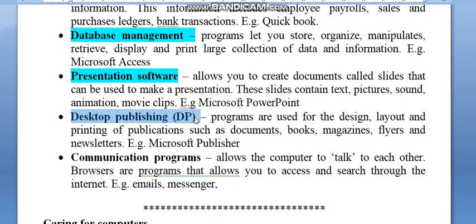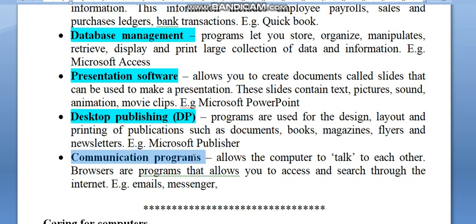Then we're going to look at desktop publishing. Now, desktop publishing programs are used for the design, layout, and printing of publications. Publications are documents such as books and magazines, flyers, newsletters. An example is Microsoft Publisher. Desktop publishing allows you to create flyers, basically print invitations. You can do those things on Microsoft Word, but desktop publishing has more options than Microsoft Word. It allows you to create labels. It can allow you to create barbecue tickets, different items using desktop publishing.